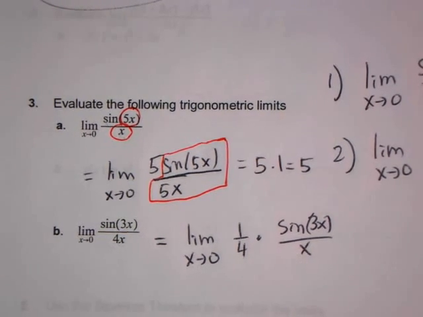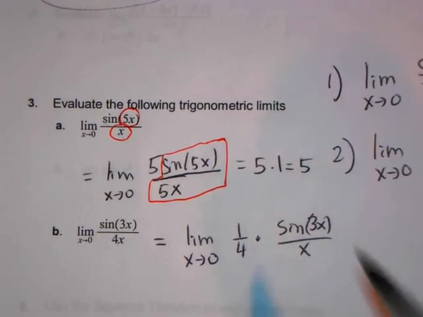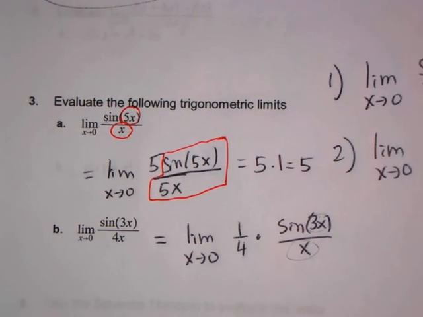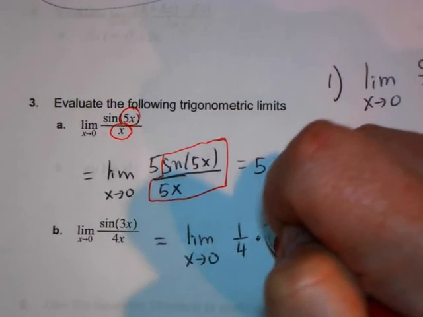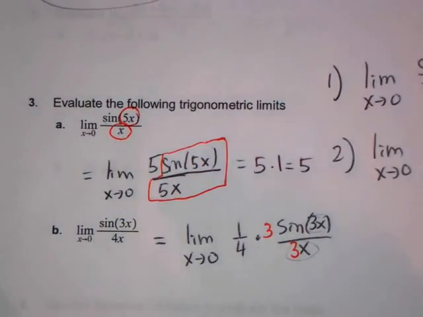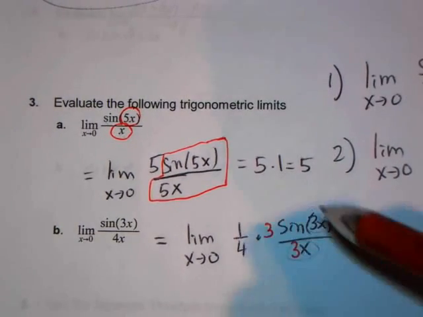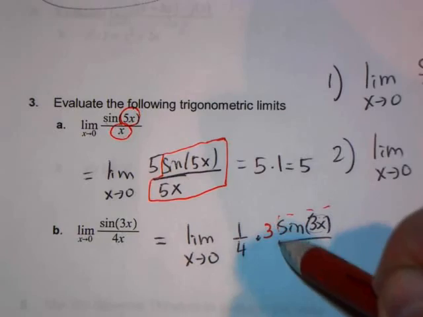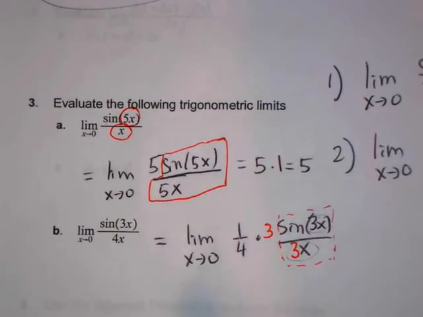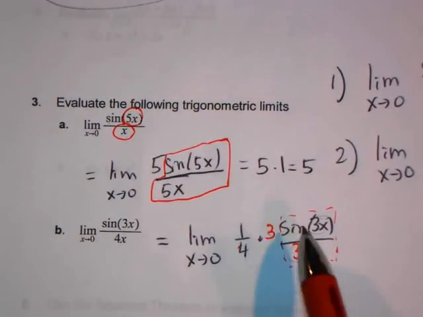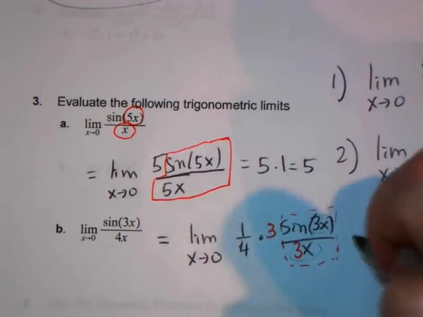Now I have really pretty much the same problem I had in part A. I need the 3x to be the same on top and bottom. Well, in order to make it the same on top and bottom, I simply multiply top and bottom by 3. Now I use the theorem up above, which says this part of the limit goes to 1. So I have 1/4 times 3 times 1. That sounds like 3/4.